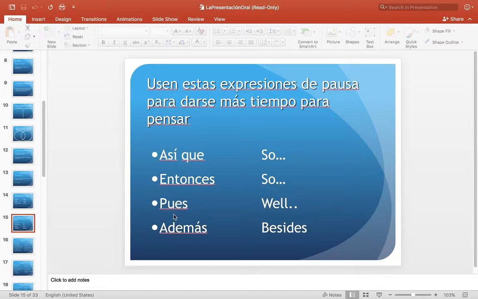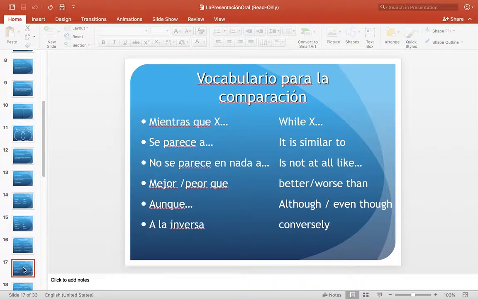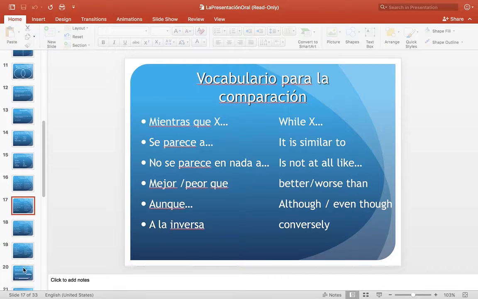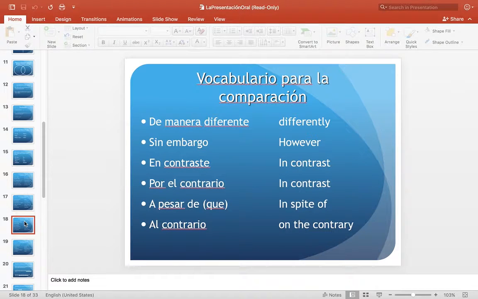These are expressions that you can use when you're pausing. You speak así que, entonces, when you're trying to think of something to say, pues, además. We have vocabulary for comparison, por un lado, on one hand, por otro lado, on the other hand, en comparación con, etc. And I'll give you access to this. Se parece a, mejor, aunque, although. So this is a good more vocabulary for comparing.